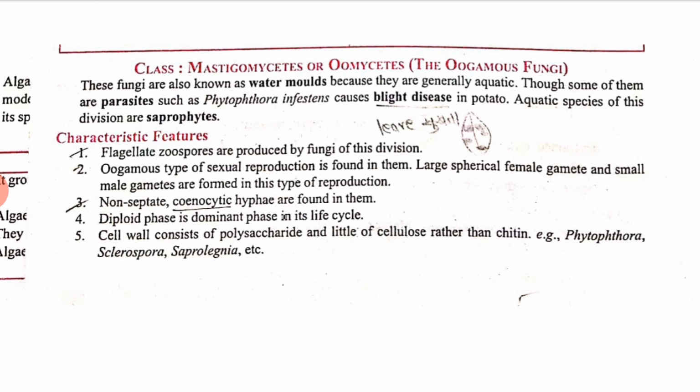Okay, so we can also see some characteristics, like flagellate zoospores are produced by fungi of this division. Now, oogamous type of sexual reproduction is found in them. Large spherical female gametes and small male gametes are found in this type of reproduction. Non-septate and coenocytic hyphae are also found in them. The diploid phase is the dominant phase in their life cycle. Okay, so in this way.